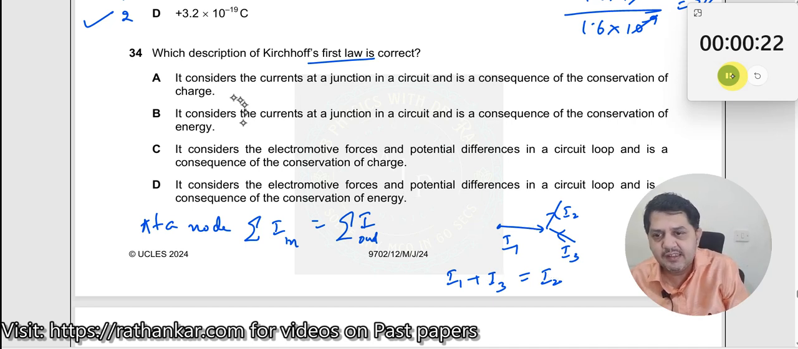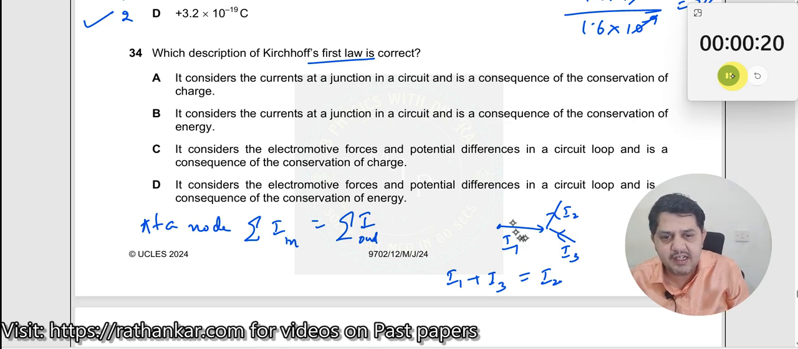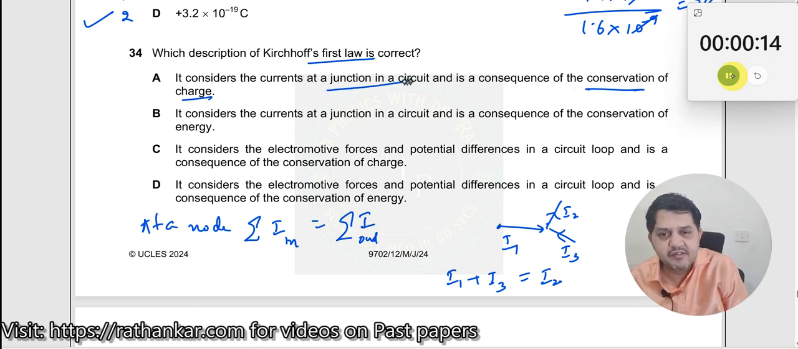So now let us look at this. It considers the current at a junction in a circuit, and is a consequence of the conservation of charge. Charge is seen to be conserved, and also this one. Two properties that you need to look at. So therefore A is the right answer.